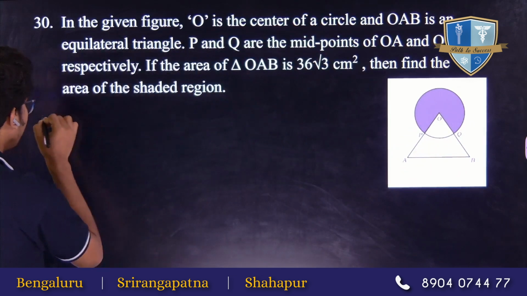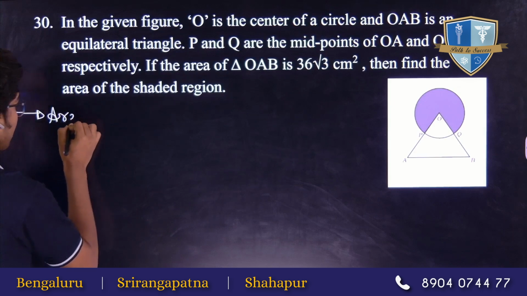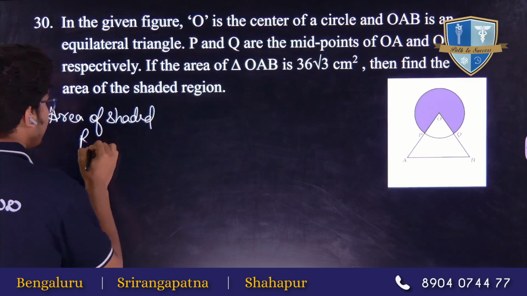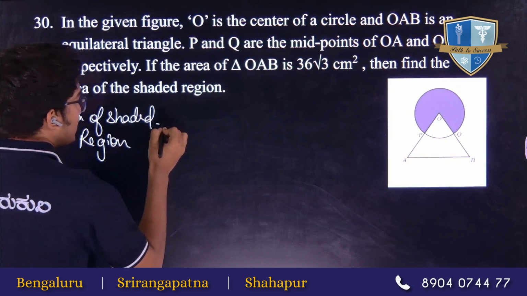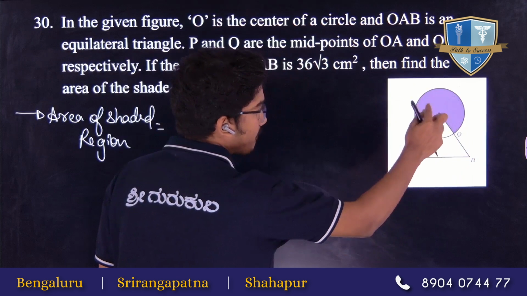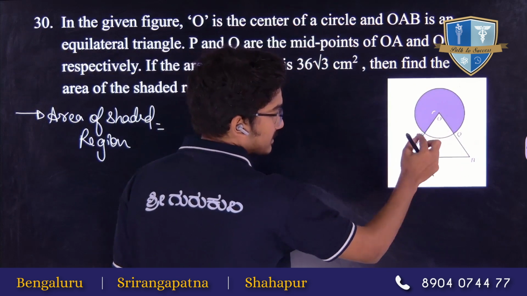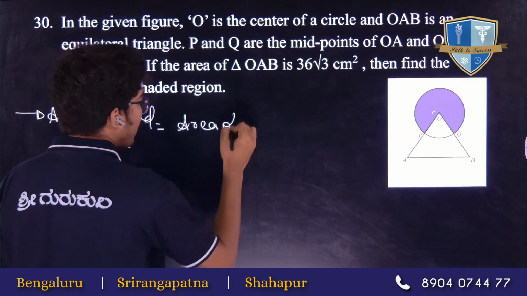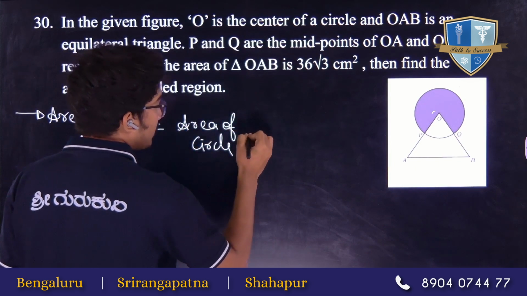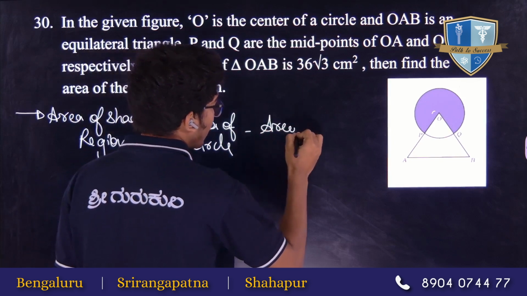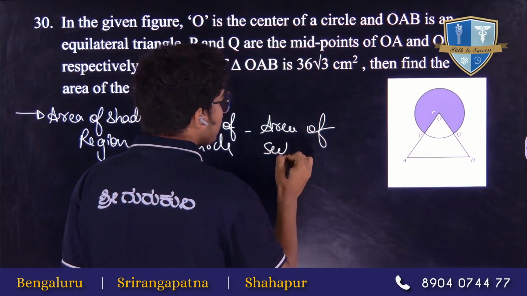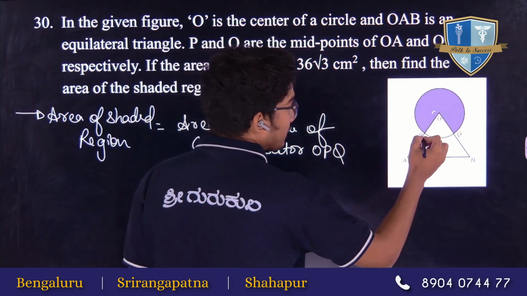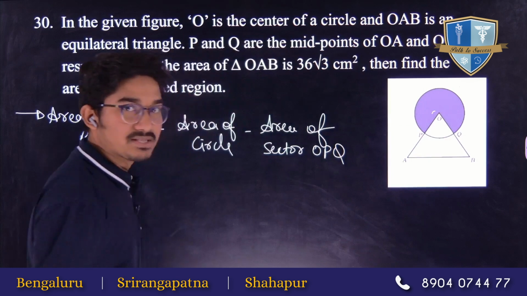So area of the shaded region is equal to the area of this entire circle minus the area of this sector OPQ. This is a sector, right? So area of the entire circle minus area of sector. Which sector? OPQ, this sector, PQO. This area we will subtract from the circle.